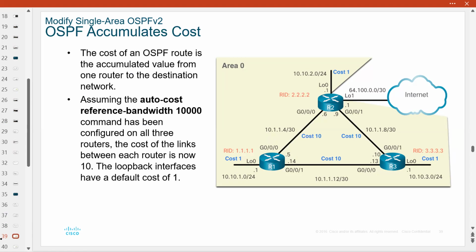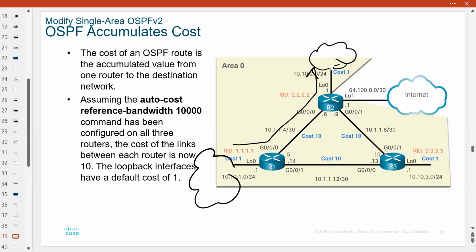All right, so here we want to calculate the accumulated cost. Let's find the cost to a destination network. If I have a PC in this network here, and it wants to communicate with a PC in this network, what will be the cost if I use this route, or if I use this route number 2? So this is route number 1, this is route number 2.